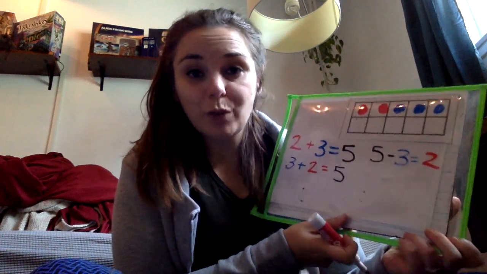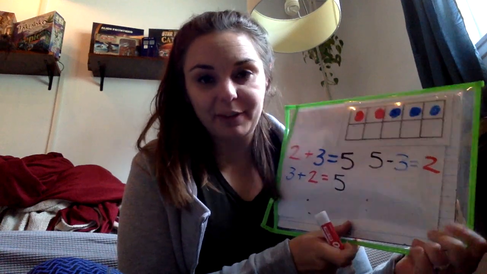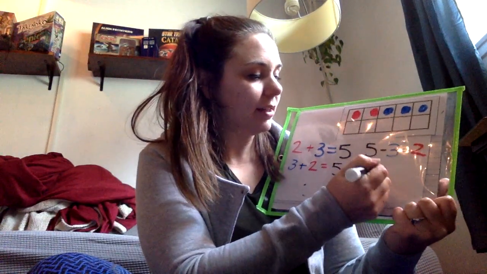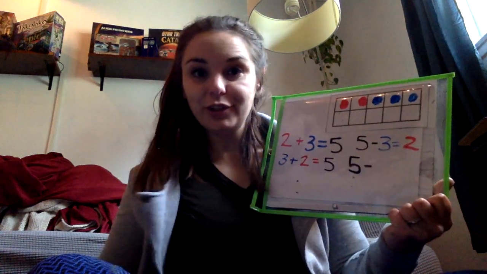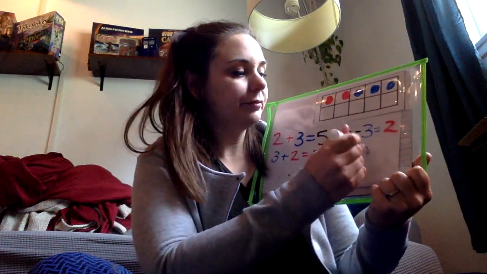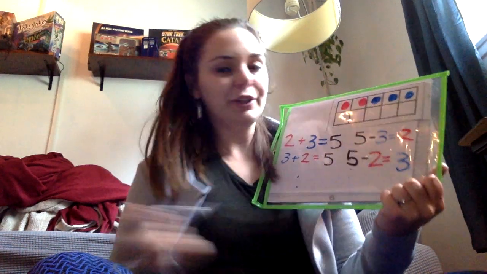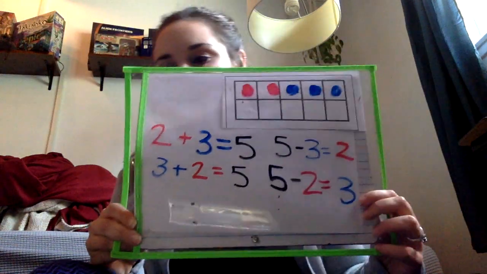Perfect. We need one more equation because this one is going to have 4 facts in the fact family. Remember, most have 4 facts in their fact family. So we're going to start with our 5 again because we're going to subtract. And instead of subtracting our 3, this time we can subtract the 2 red equals, what's left? The 3 blue. So those are our 4 equations in our fact family.